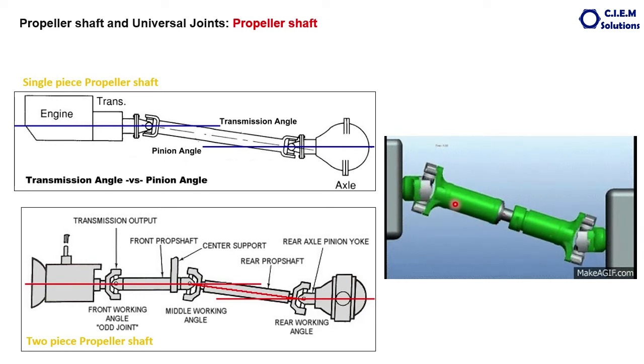Even though it is a single propeller shaft, it's not made with a single tube. There is a joint again here. This is a separate piece, this is a separate piece. This is called the slip joint. A propeller shaft must have the slip joint in any vehicle. Why this slip joint?